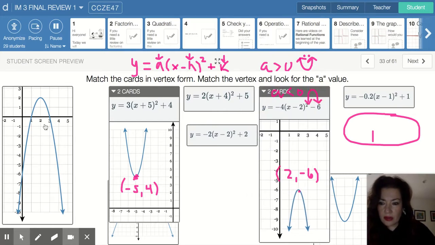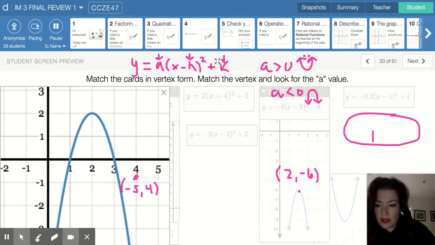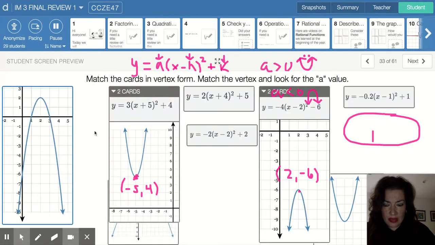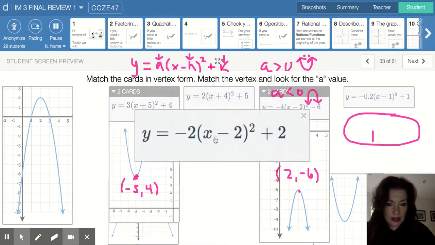Let's go ahead and look at this card right here. This one clearly shows me that it is opening down, and my point right here, which is my maximum, is the vertex, so that's my h, k. It is (2, 2). So I'm going to look for an equation that has shifted to the right 2 and up 2 as well. So let's look to see where we have an equation that has gone 2 right and 2 up and is facing down. Let's look at this one.